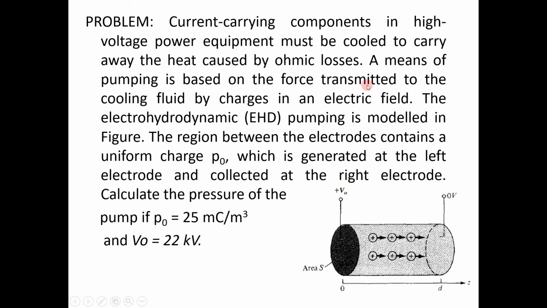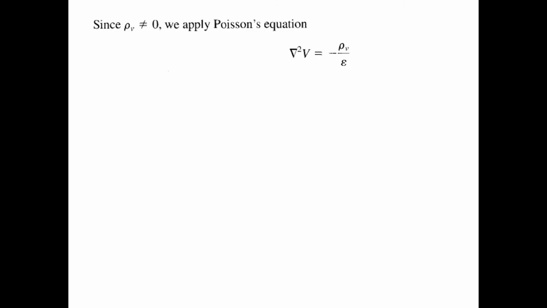So from this lengthy question, the things which you are interested in, you just understand that there is a charge density that is given. Charge density is given and two points are given. At Z equals 0, voltage is V naught, and at Z equals D, V is equal to 0. That is the data that we need. So proceeding to the problem, and also here charge density is there. It's not a charge free region.